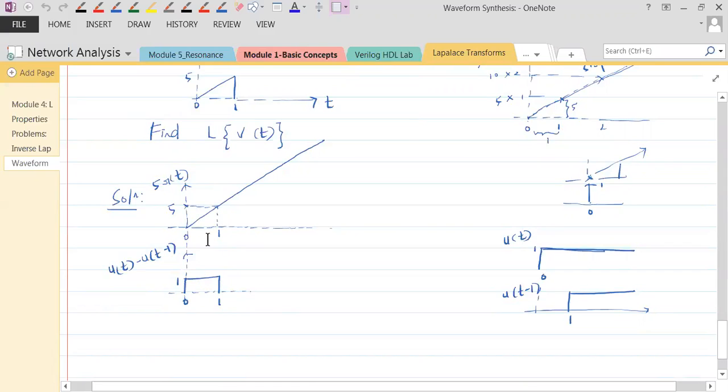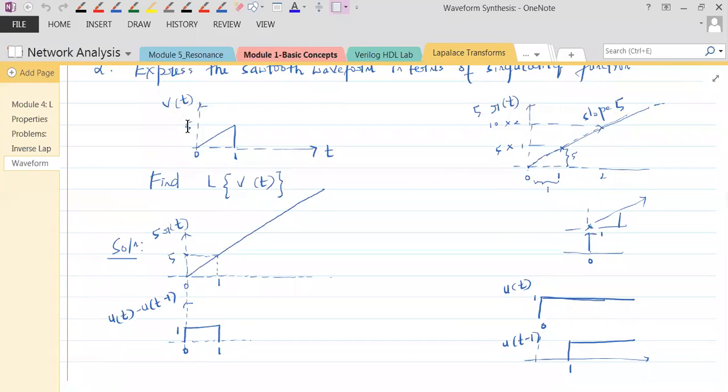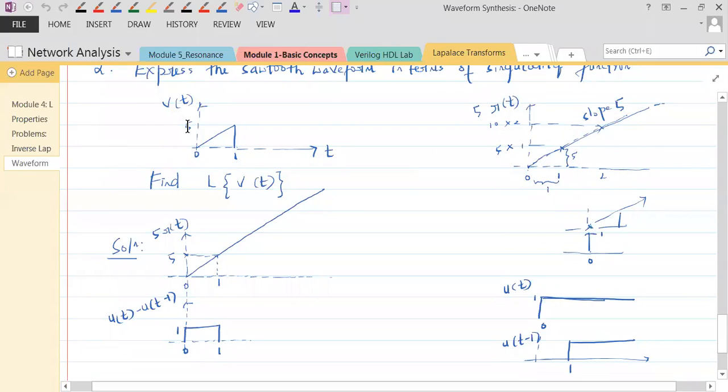Now, when I gave you these two waveforms, I asked you which operation you would perform on these two signals so that you can construct V of t. Did anybody work on that? If you have worked, can you just unmute and express that? Anybody? I had given you these two signals, a ramp of slope 5 and a rectangular pulse of amplitude 1 from 0 to 1. What operation would you perform on these two to get the function V of t?